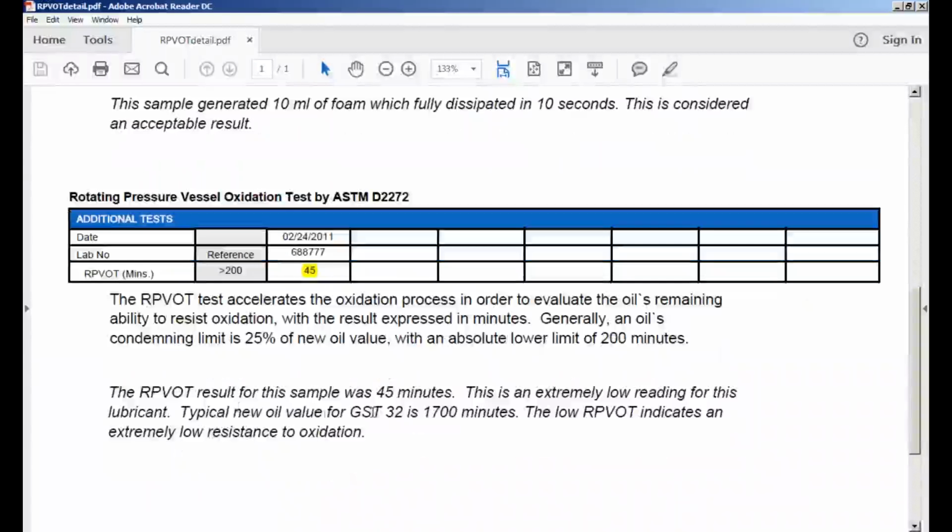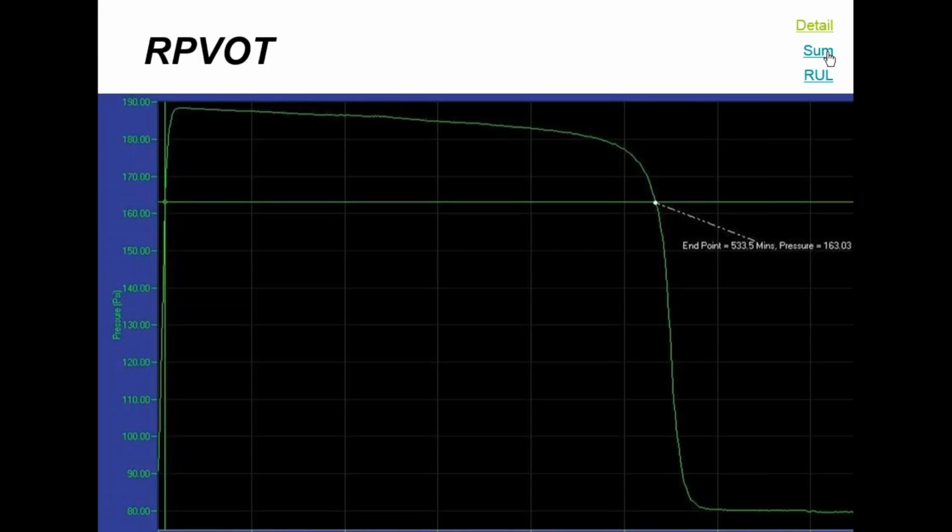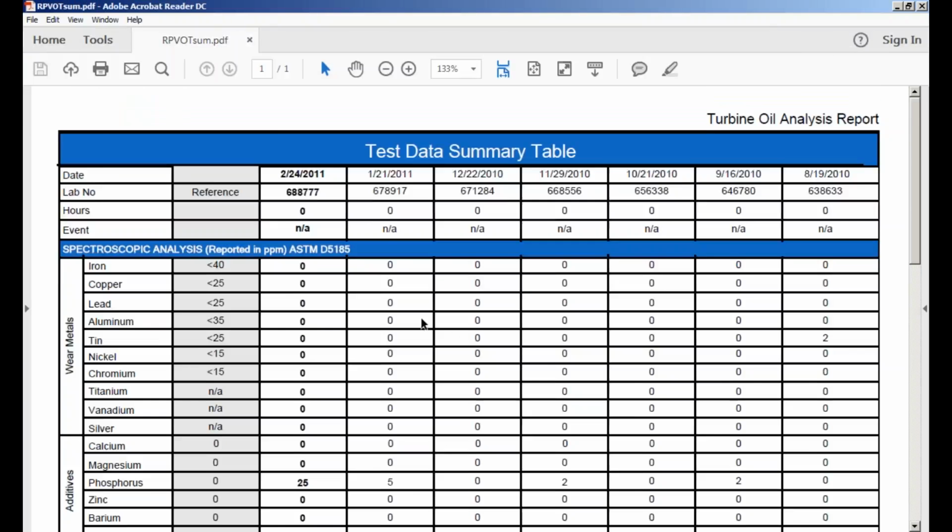And here in our detailed section, this typical new oil value for GST 32 is 1,700 minutes. Well, shoot, 1,700 minutes, 25% of that's going to be like 425 minutes. This is at 45. That's really low. Let's take a look at the summary, see what else we can find on this report.